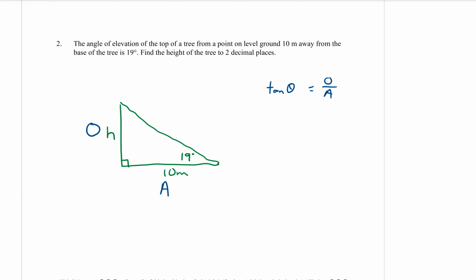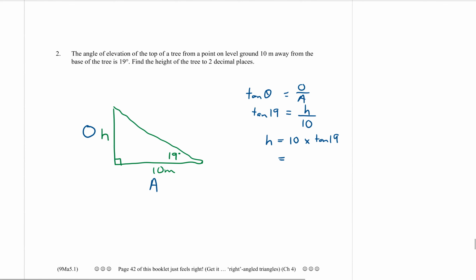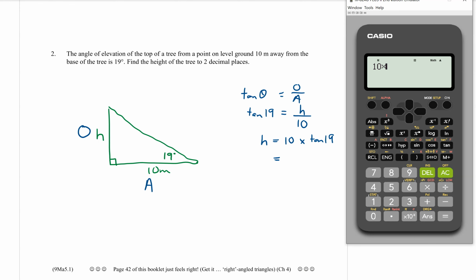Sub in. We have tan of, what's my angle? 19, good. Equals, what's my O? Nope. H, yes. And what's the adjacent? 10. Okay. So I've subbed in, my H is what I want to know. It is on the top. What do I do when H is on the top? Times them. So H equals 10 times tan 19. Calculator time. 10 times tan 19.